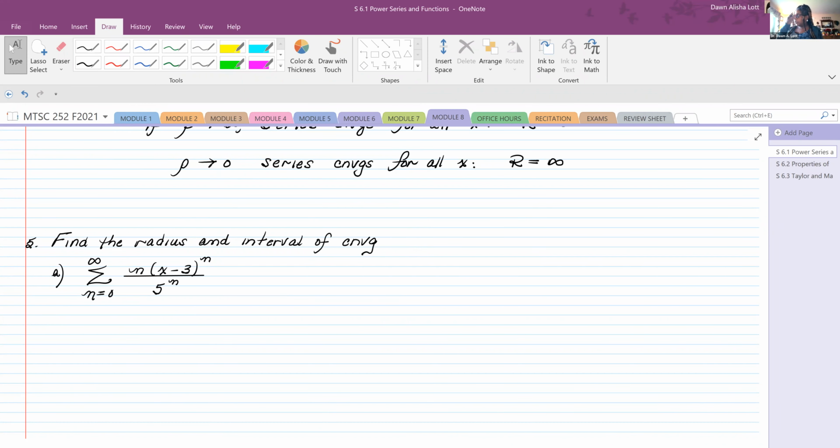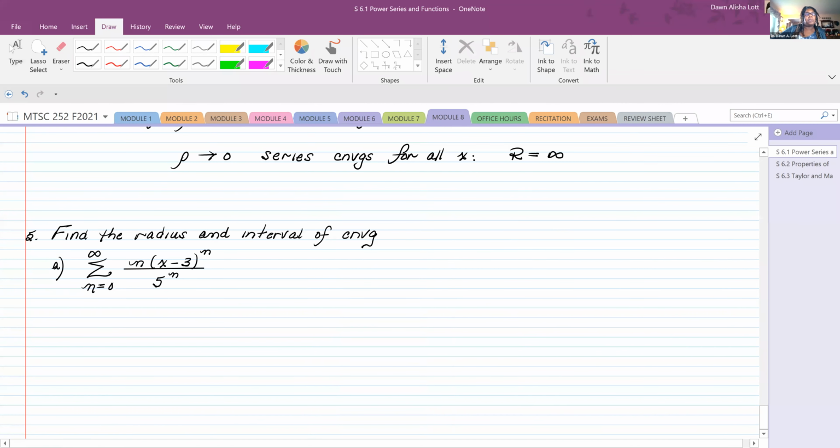All right, so when we look at this problem and we want to find the radius of convergence and the interval of convergence, anybody have an idea of what test they may want to use for this? What test would you like to use for this problem? Hello? Anybody there? Would you use the ratio test? Okay, I can use the ratio test.